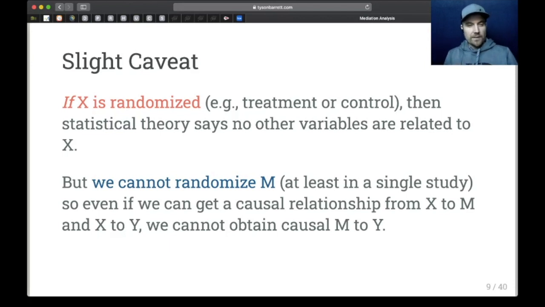So there is a slight caveat to all this. If X is randomized, in other words, there's like a treatment and control, so we're doing an intervention, then statistical theory says no other variables are related to X, which means we don't need to control for anything in the path A model. However, we cannot randomize M, at least in a single study. You can't do that. So even if we can get a causal relationship from X to M and X to Y, we cannot obtain a causal relationship from M to Y. That is, without controlling for everything that needs to be controlled for.